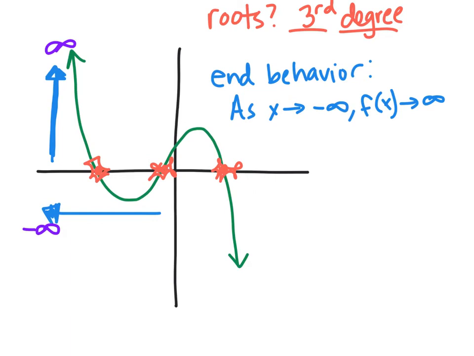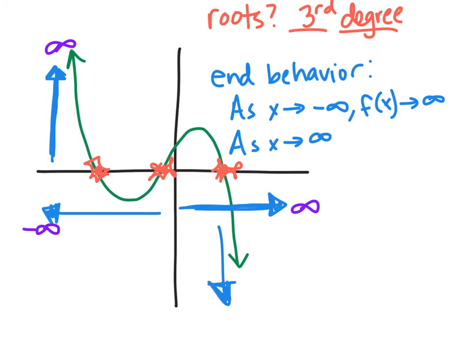Then let's look over to the other side. As x is going this way forever up toward positive infinity, so as x approaches positive infinity, what is my y value doing? What's the function doing? Look, it's headed downward, and what's downward on the y-axis? If you said negative infinity, you are correct. It is in fact negative infinity, so I'm going to say f of x is approaching negative infinity.